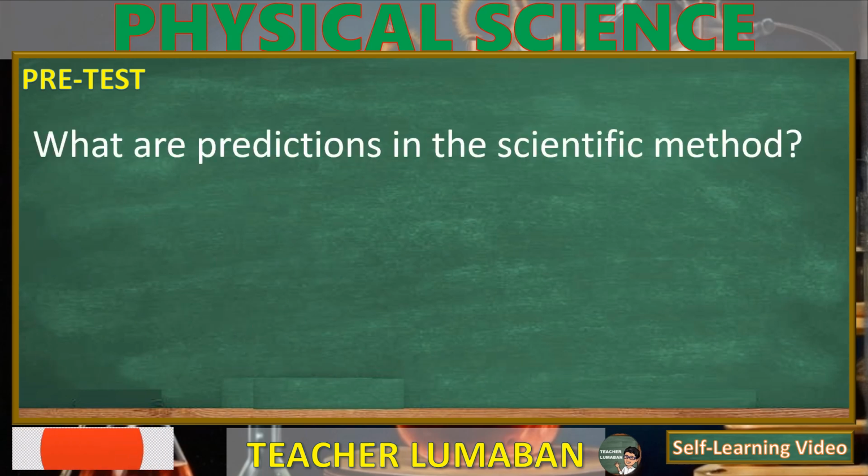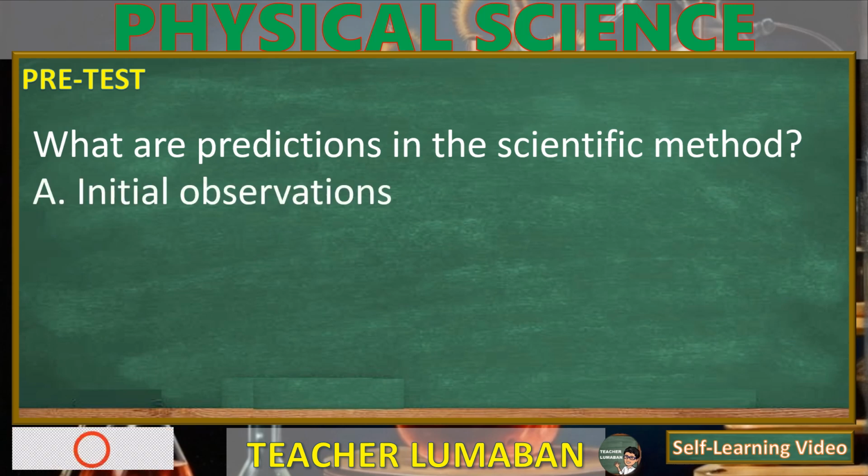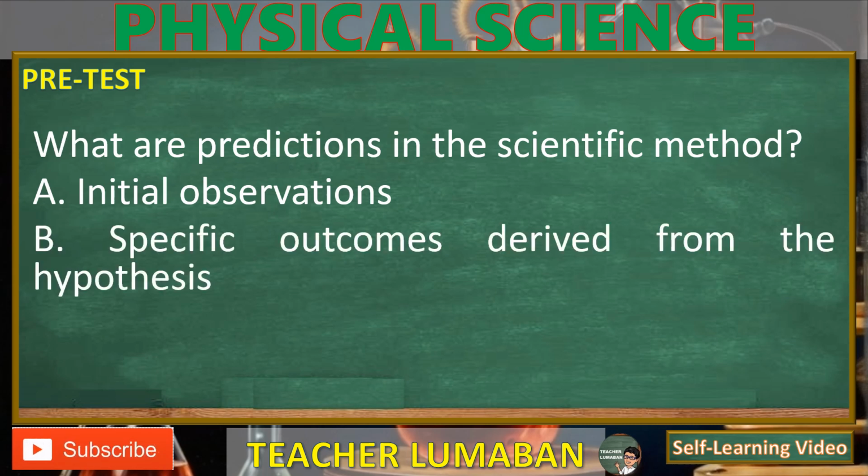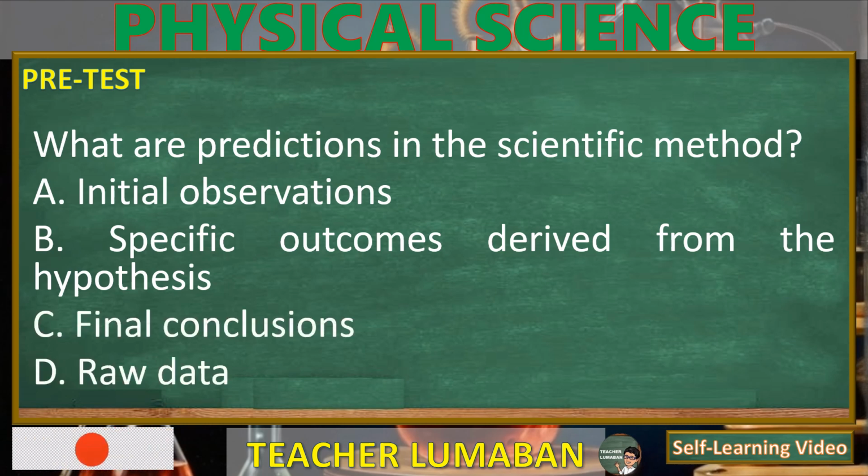What are predictions in the scientific method? A. Initial observations. B. Specific outcomes derived from the hypothesis. C. Final conclusions. D. Raw data.